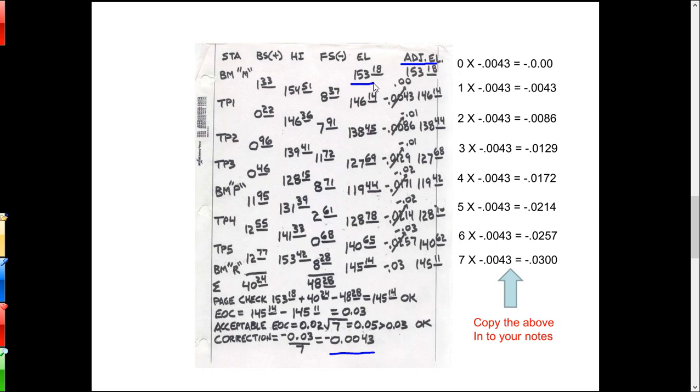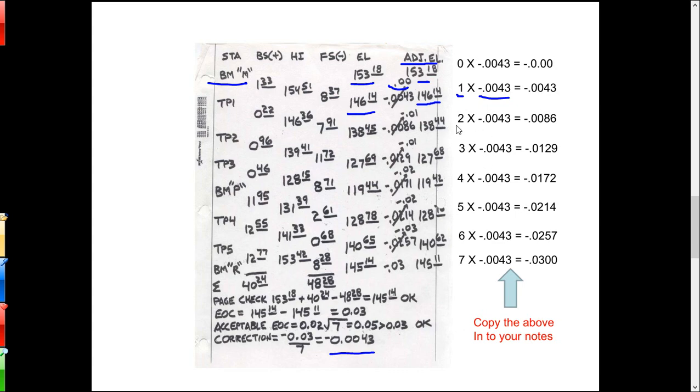So the first elevation is 153.18. That doesn't change. That's a benchmark. That elevation will stay at its known value, so 153.18. The next elevation I'll adjust by 1 times my correction factor, negative 0.0043. That works out to be negative 0.0043, but I only shot this level loop to the 100th of a foot, so I'll round that correction to the nearest 100th, which in this case is 0. So that next elevation will stay at 146.14 because the total correction rounds out to 0.